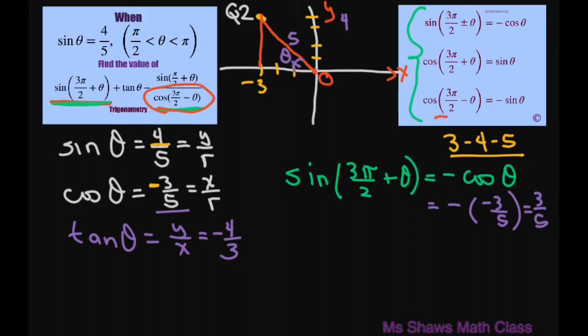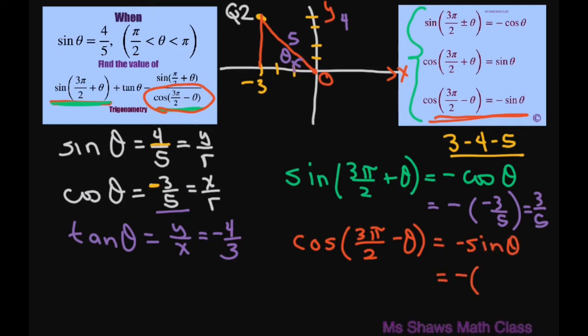Then let's look at this one here. I wrote this one out as well, so we don't have to keep doing that sum and difference formula, or you could look at the graph and do it as well. That equals negative sine of theta, and sine is 4/5, so we just get negative 4/5.